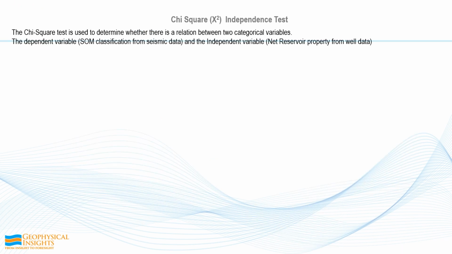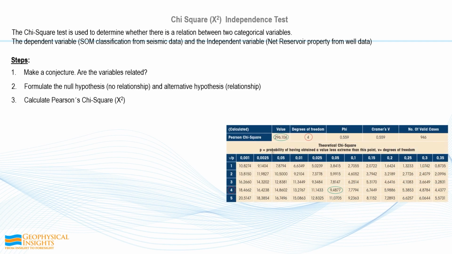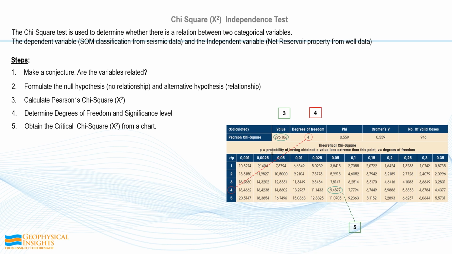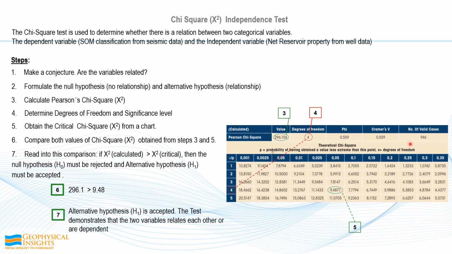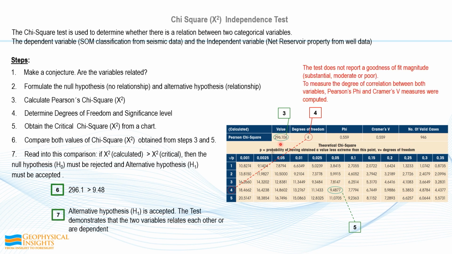Here's another detailed look at the step-by-step calculation for the chi-squared. So here's the table from this case for the offshore. We have our chi-squared value here that we've computed, and down here we have the theoretical chi-squared value. And if our computed value is greater than the theoretical value, then we reject the null hypothesis and we accept the alternative hypothesis.